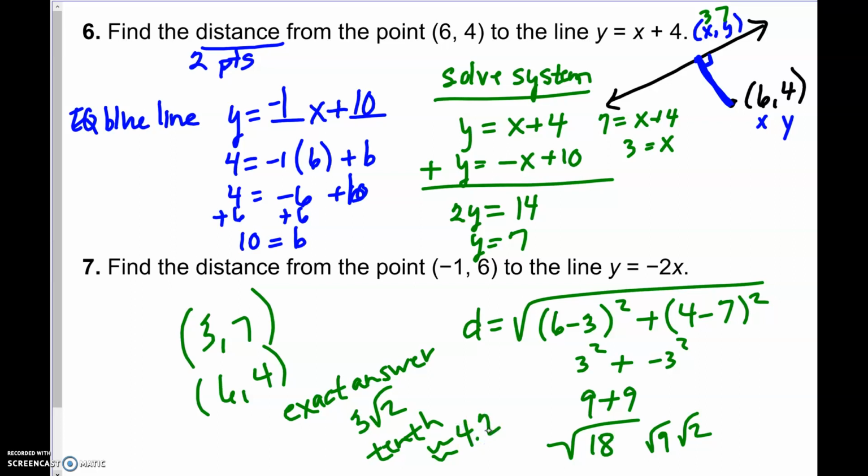All right, so in order to do this problem, we had to first draw in our perpendicular line and find the equation of that perpendicular line, which in this case is the blue one. When we had the blue line equation and the black line equation, we solved the system to find where those two lines meet, and we got that ordered pair. And once we found that ordered pair, then we could finally find the distance from the point to the line.